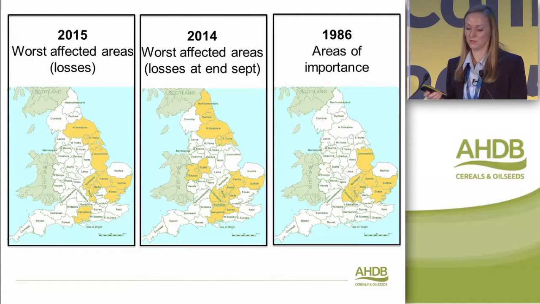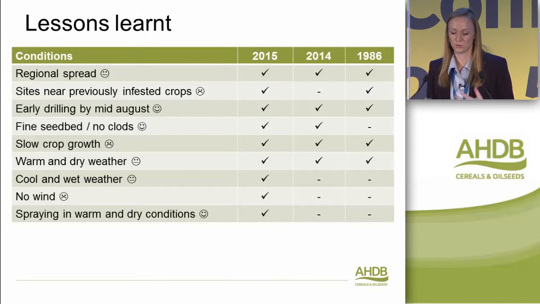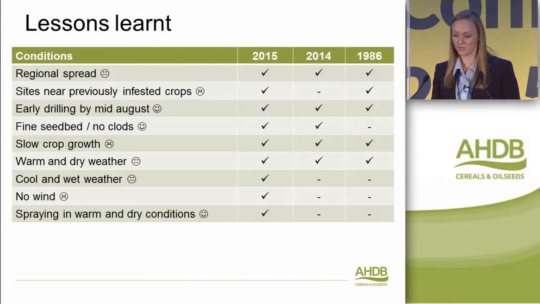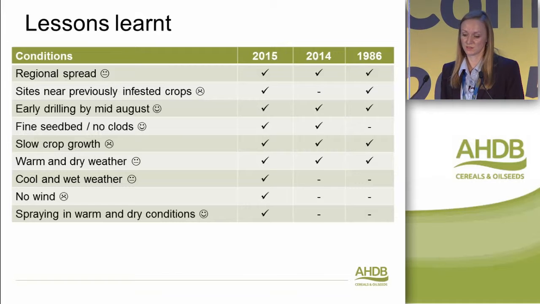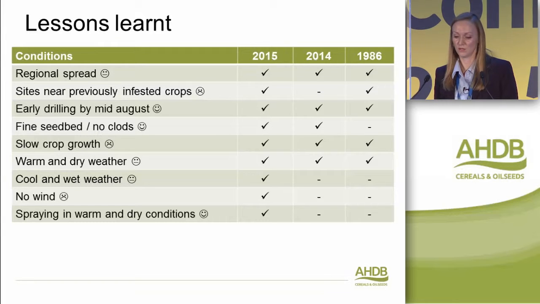So I put these 3 years together and trying to put together lessons we've learned which we can take away and use for the future. So we know a lot about the regional spread, the sites near previous infested crops, something worth bearing in mind when putting the next crop in. Early drilling by mid-August was something which was even noted in that paper from 1984, so relaying messages. The fine seed bed, no clods, slow crop growth was a bad thing.